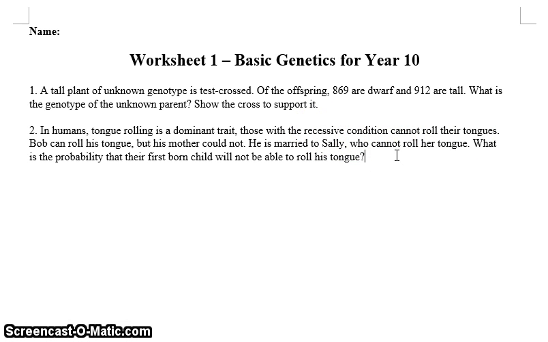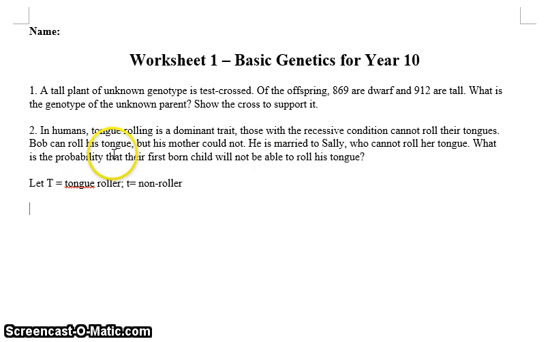So one of the first things I'm going to do is actually state what letters I'm using. So I'm going to say, let big T equal tongue roller, little t equal a non-roller. So I've stated my alleles.